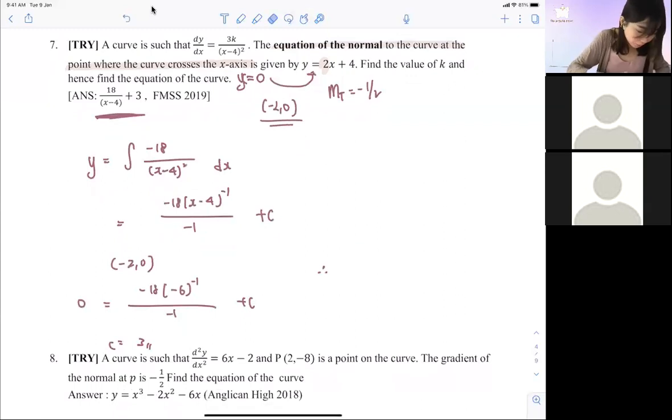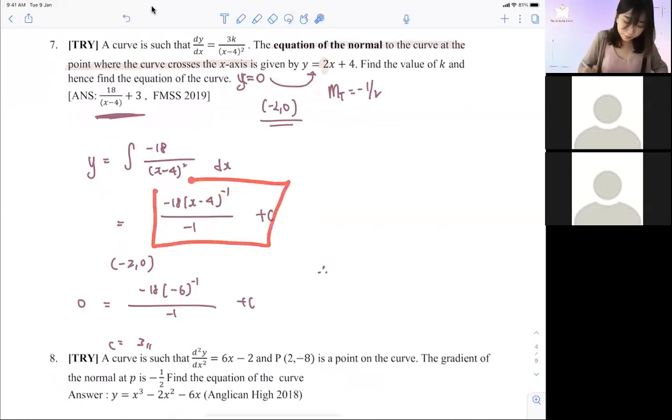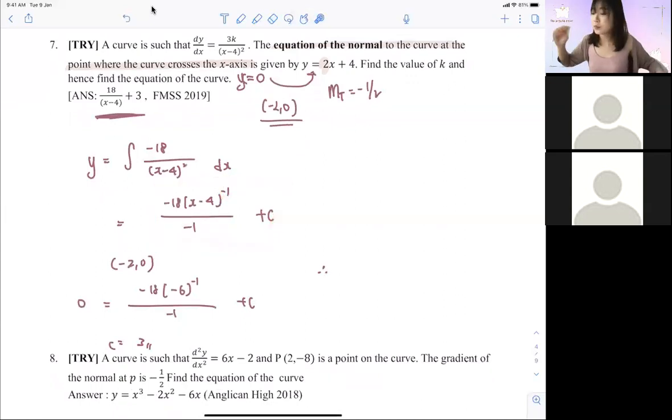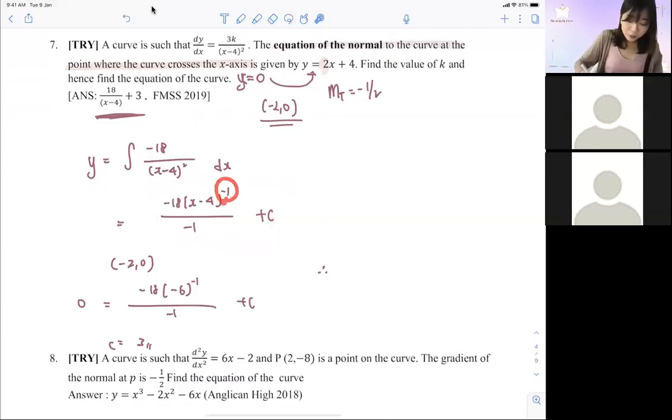Where do you get 32 from? When you integrate, suddenly 18 becomes 36. Cannot. Okay. Just power increased by 1 over the new power. I think this part went wrong. Wait, don't you bring the negative 2 down? No, power increased by 1 first, then divide by the new power. You divide by the new power.